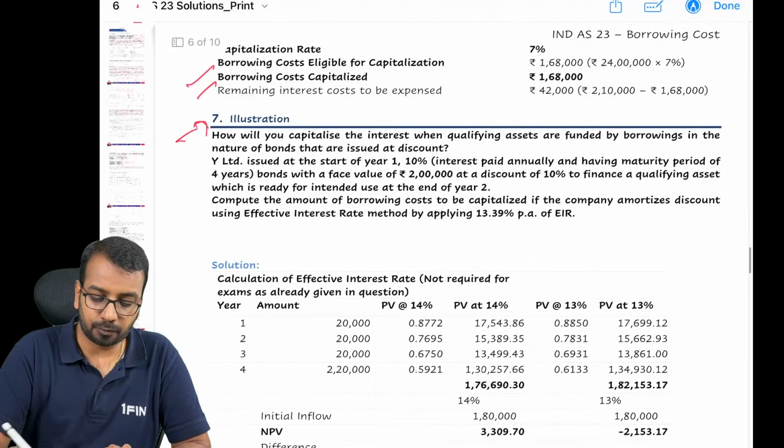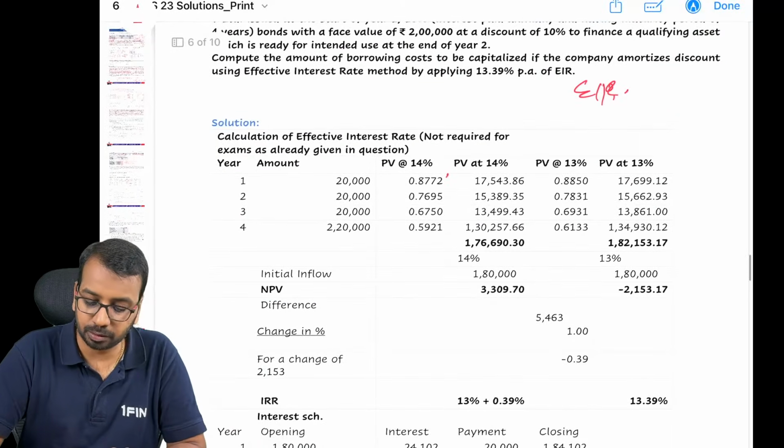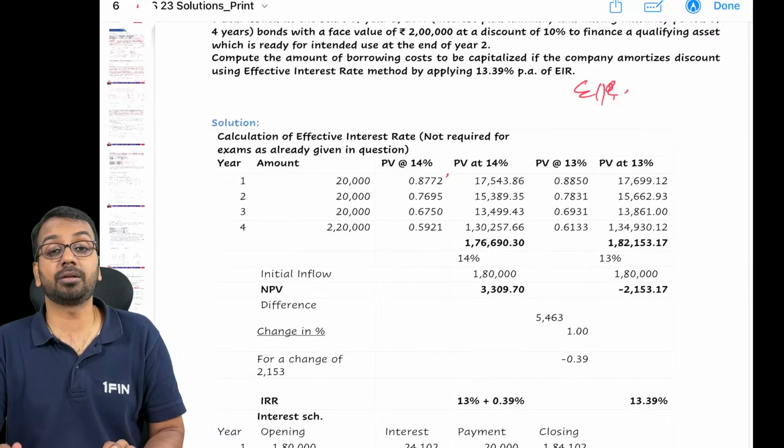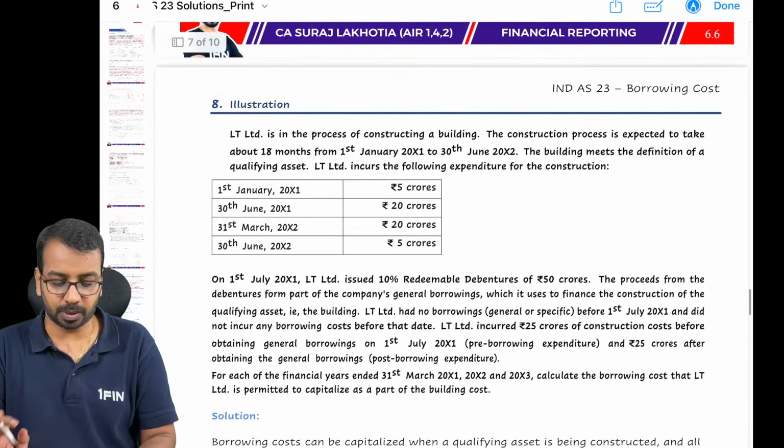For this one, follow the effective interest rate and accordingly calculate the IRR. They will not ask you to calculate IRR in the examination. So you can follow the Ind AS 109 principle and get it done.